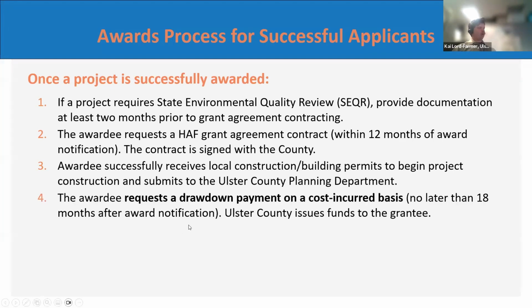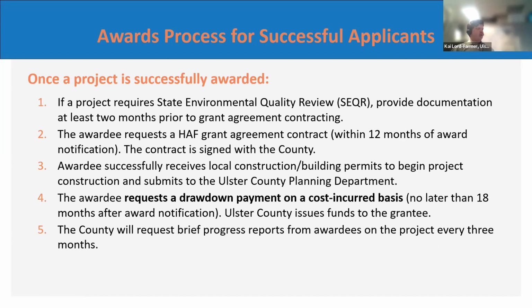Once those building permits are submitted, the awardee will be requesting a drawdown of payments on a cost incurred basis. So you will pay upfront costs for whether it's contractors or materials, and then you can submit a request to be reimbursed for those funds no later than 18 months after the award notification. It's in the NOFA document, but there's a process for requesting an extension if you need more time for the project. And then once you request the drawdown, Ulster County will issue the funds to the grantee.